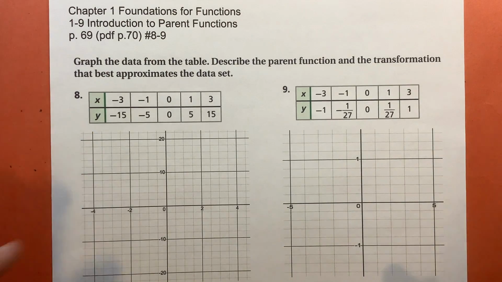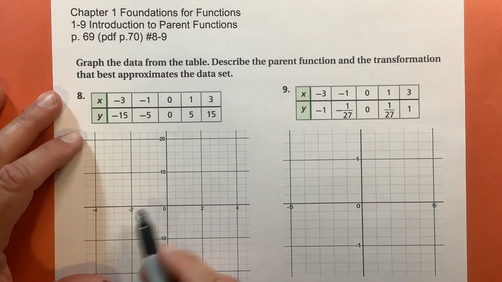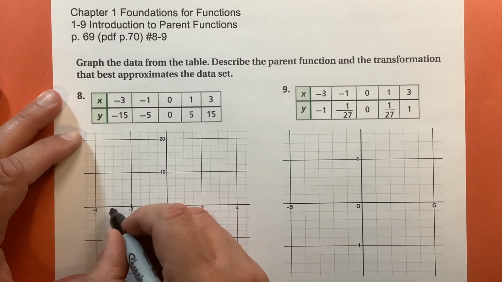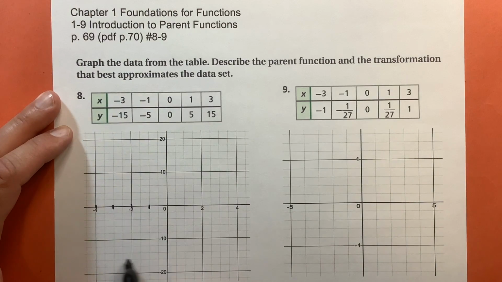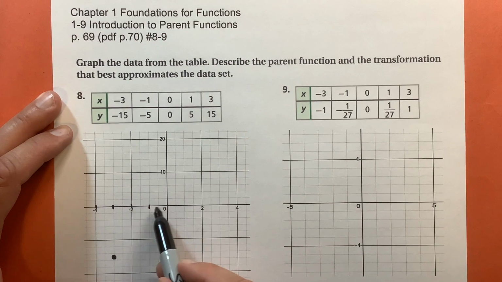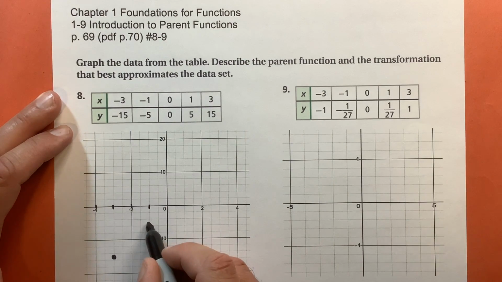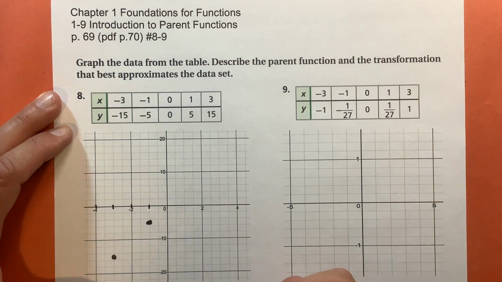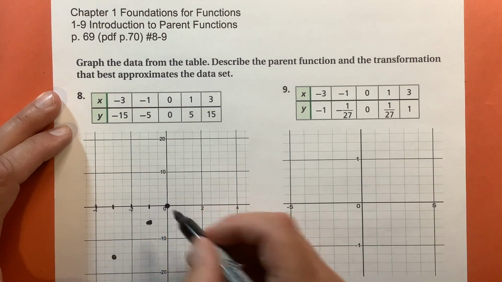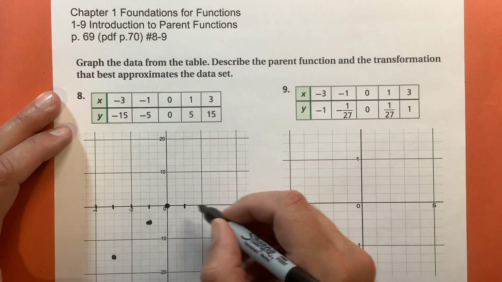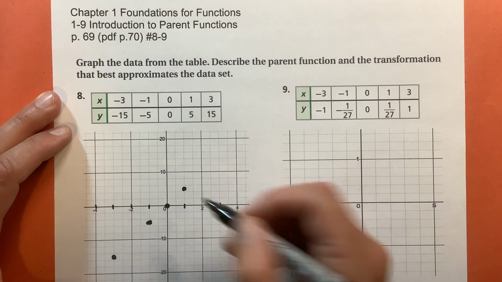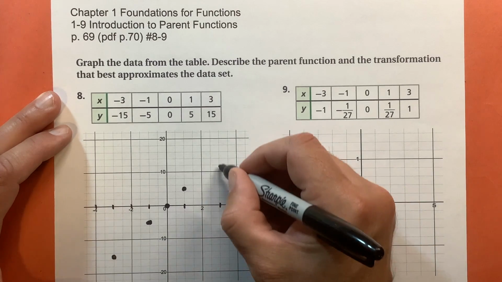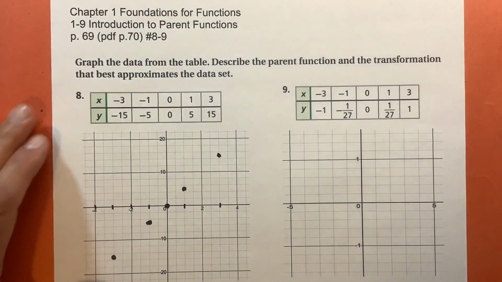All right, I'm just going to plot the points. (-3, -15). So this is -1, -2, -3, -4. (-3, -15) is about right here. (-1, -5), here's -1, -5, is about right here. And (0, 0), (1, 5), here's 1, 2, 3, 4, 5. (1, 5) is about right here. And (3, 15) is about right here.